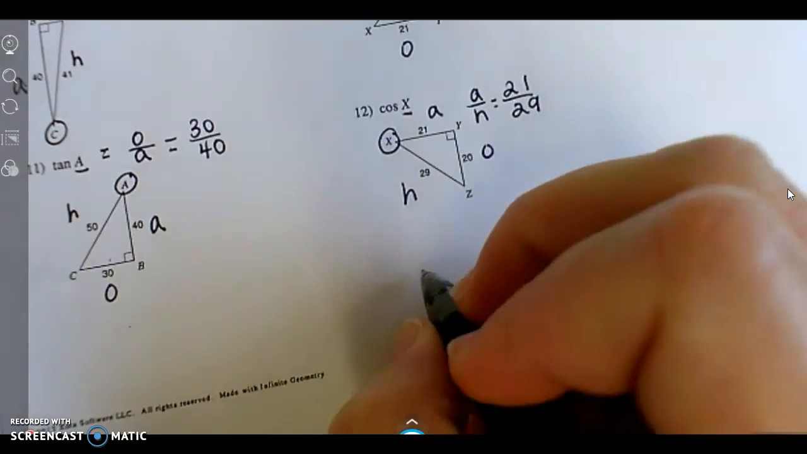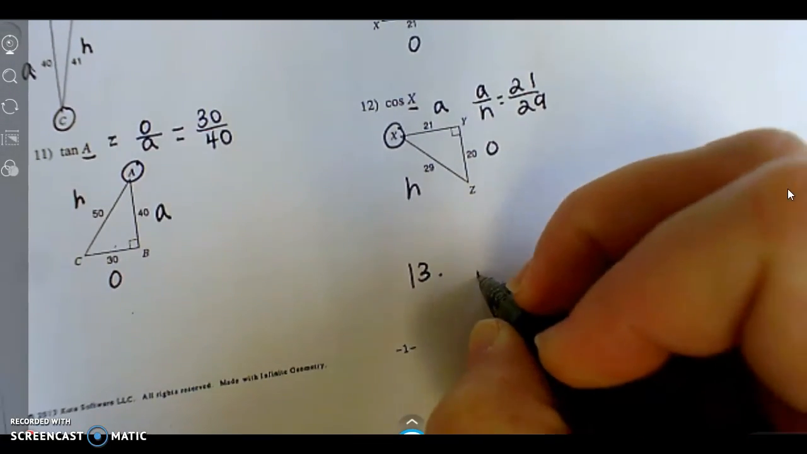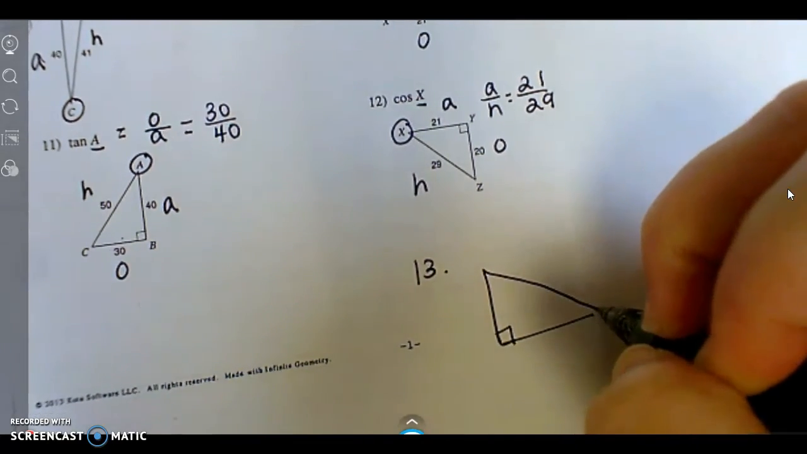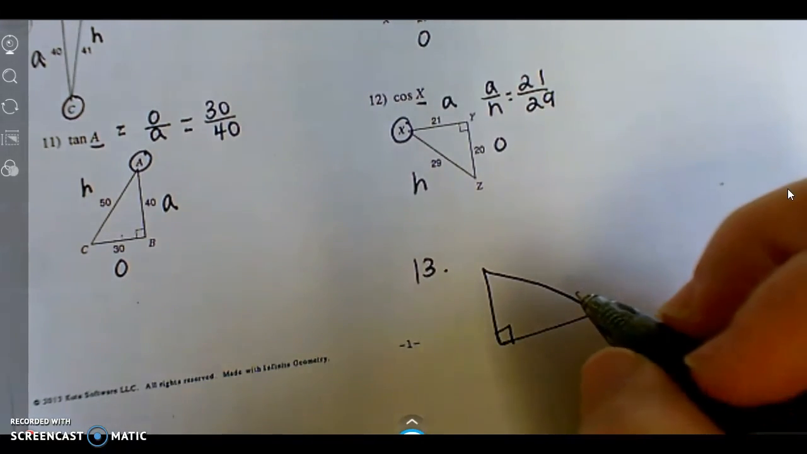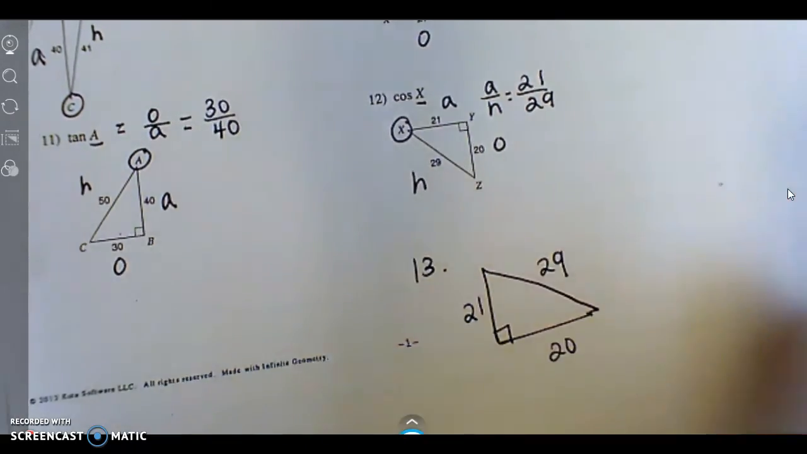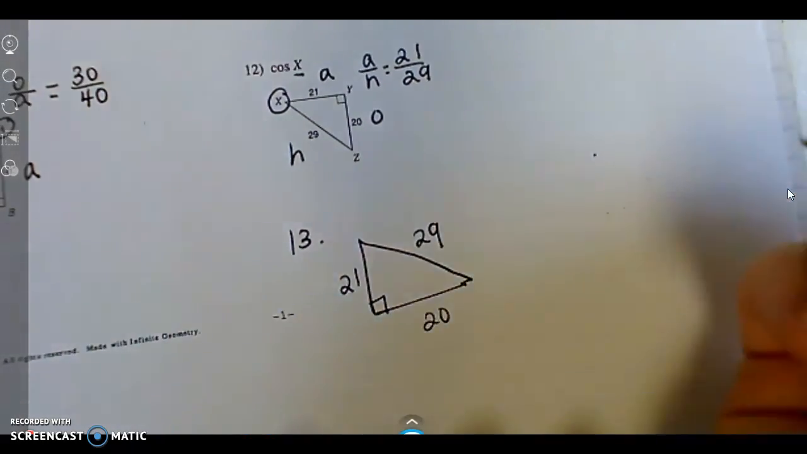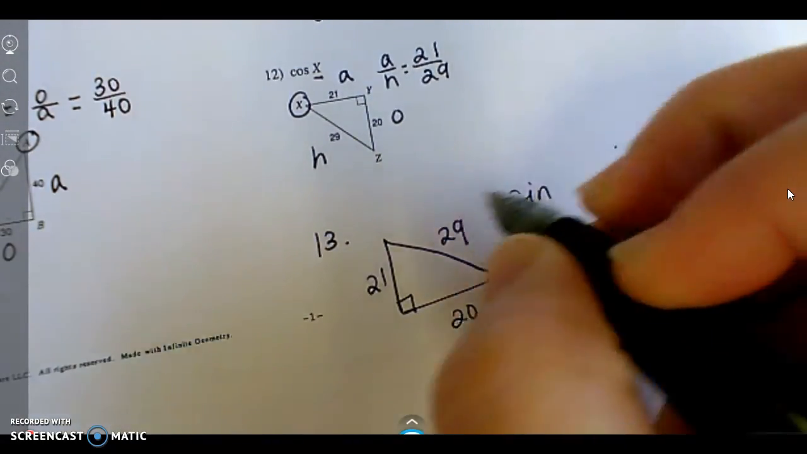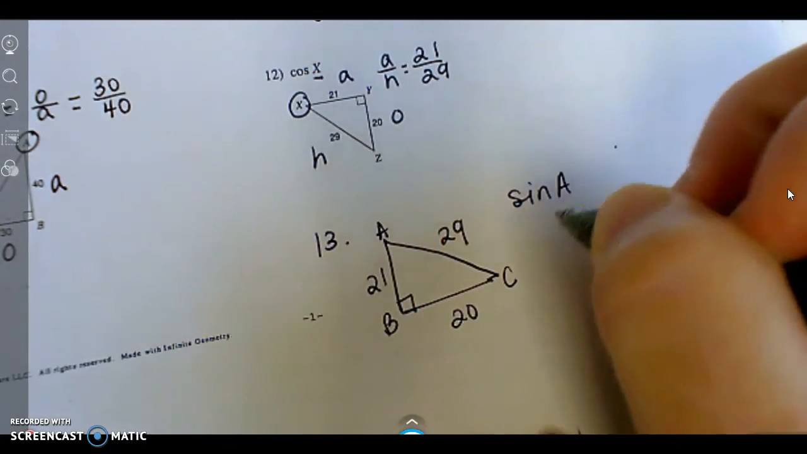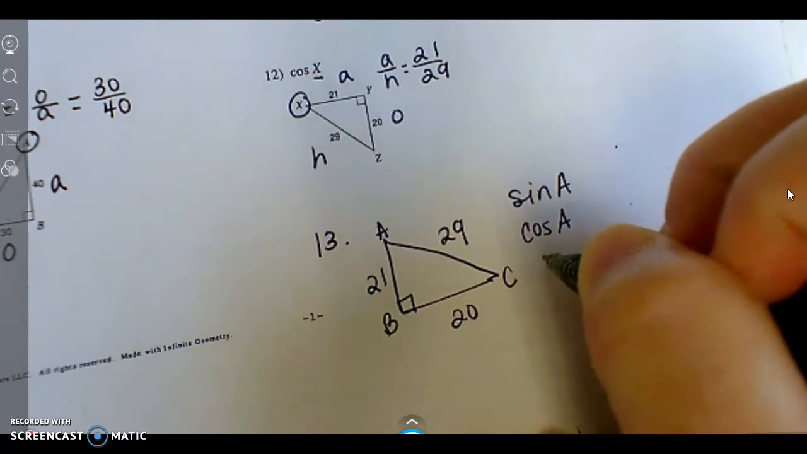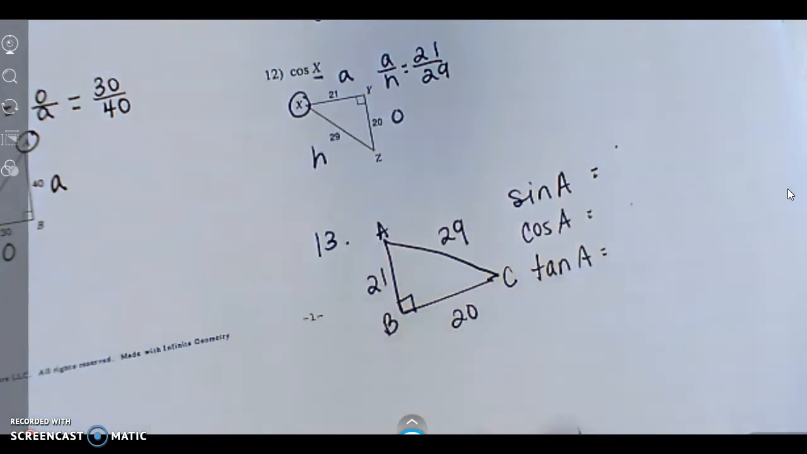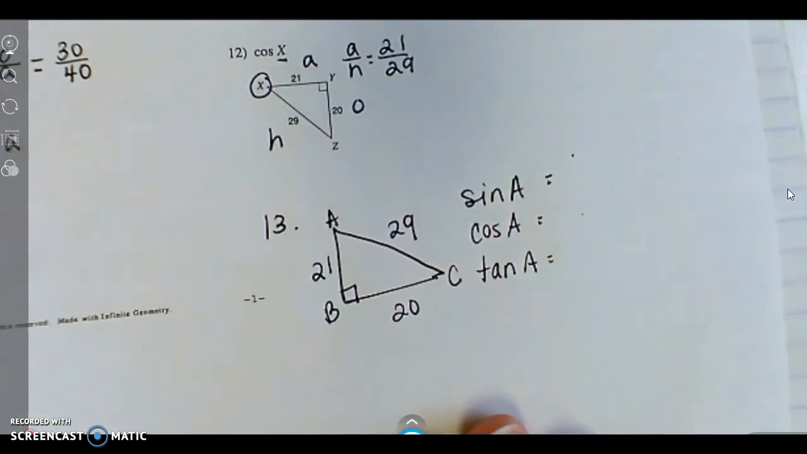We'll do one more problem, and I'm going to just draw it for you. And the problem might say, find the values of sine of A, cosine of A, and tangent of A. It might ask for all of them. So I just want to do one where you see it asking for all of them.